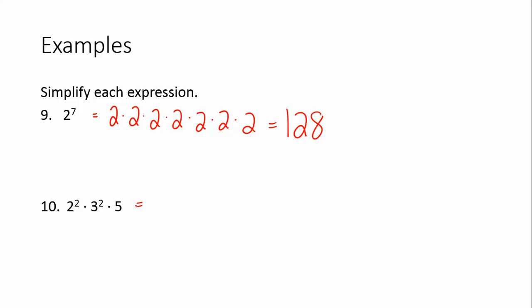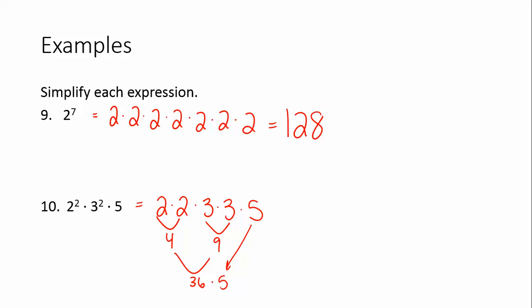Number 10, we have 2 squared times 3 squared times 5. Remember, 2 squared is 2 times 2. 3 squared is 3 times 3. And then times 5. In multiplication, you can do it in any order. 2 times 2 is 4. 3 times 3 is 9. 4 times 9 is 36. So now we need to do 36 times 5. And 36 times 5 is 180.